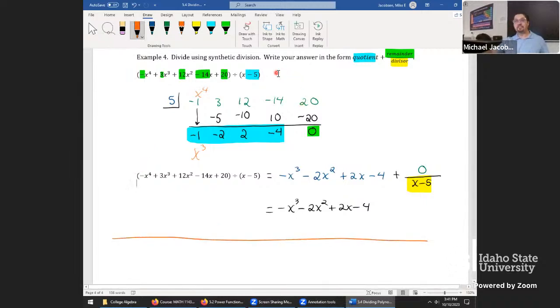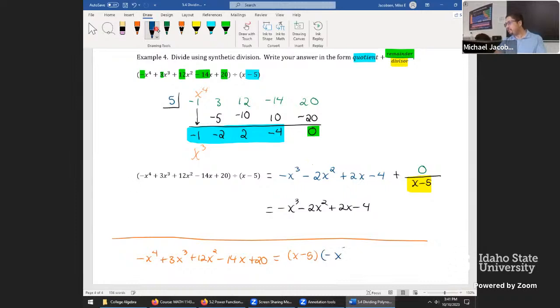The reason we do this kind of division is we want to solve equations. So now if you take this negative x power 4 plus 3x cubed plus 12x squared minus 14x plus 20, multiply both sides by x minus 5, clearing out the denominator. It will clear off this denominator, but that's 0 either way. You'll get x minus 5 multiplying the negative x cubed minus 2x squared plus 2x minus 4.